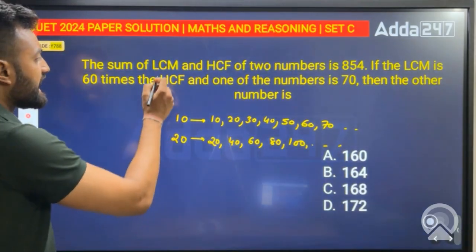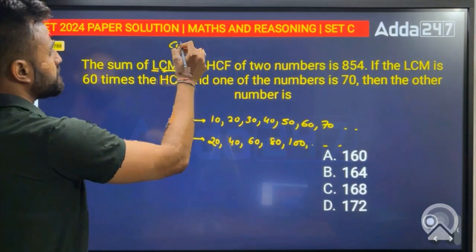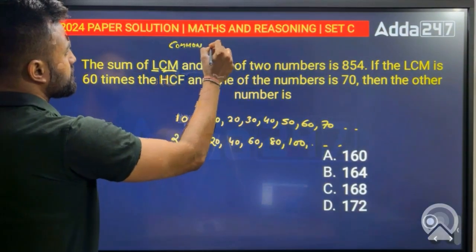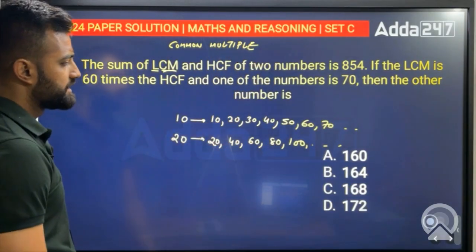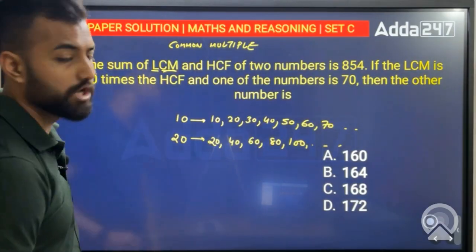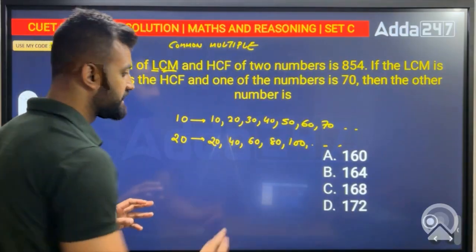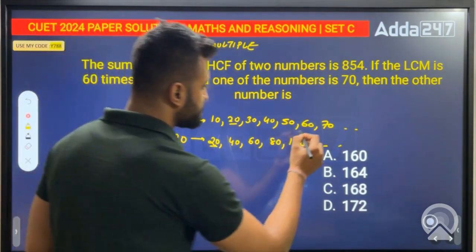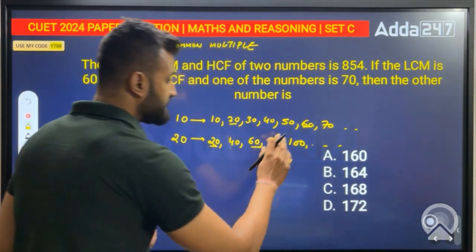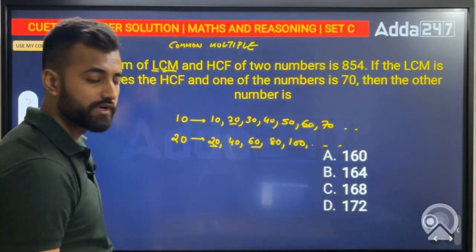Now, if I say LCM, CM means what? CM means common multiple. So what are the common multiples that you are able to see between these two numbers? You can see 20, 20 is there. Next, I can see 60, 60 is there. Like that, you'll see 120 also. Like that, you'll see 240 also.